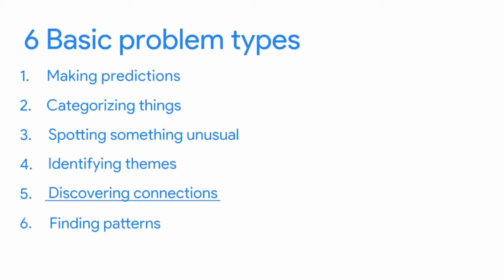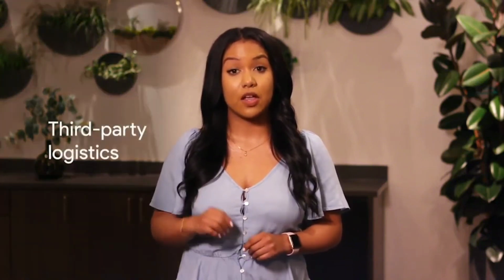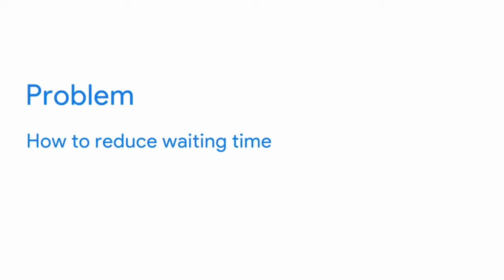Now we come to the problem of discovering connections. This example is from the transportation industry and uses something called third-party logistics. Third-party logistics partners help businesses ship products when they don't have their own trucks, planes, or ships. A common problem these partners face is figuring out how to reduce wait time.